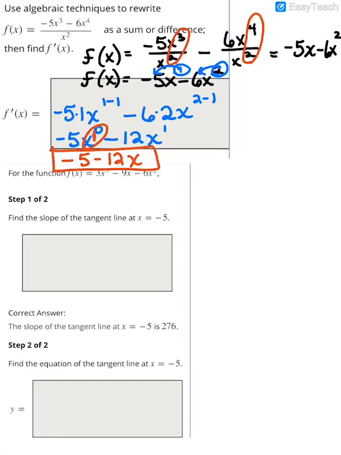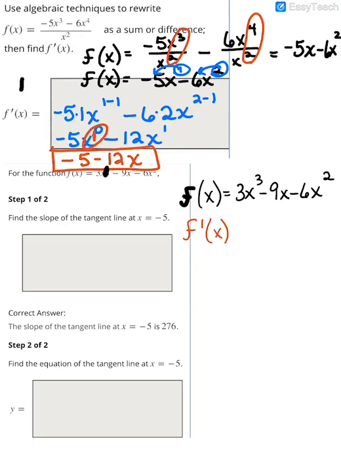Okay, on this next problem, we are being asked to first find the slope of the tangent line at a given value of x. So in order to do that, we have to first find the derivative. I'm just going to put the function over here. If my function is 3x cubed minus 9x minus 6x squared, the first thing I want to do is use my power rule to find the derivative.